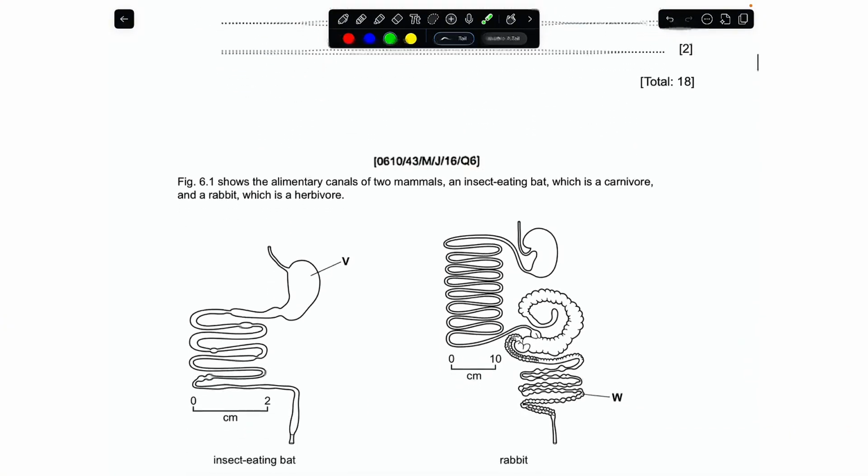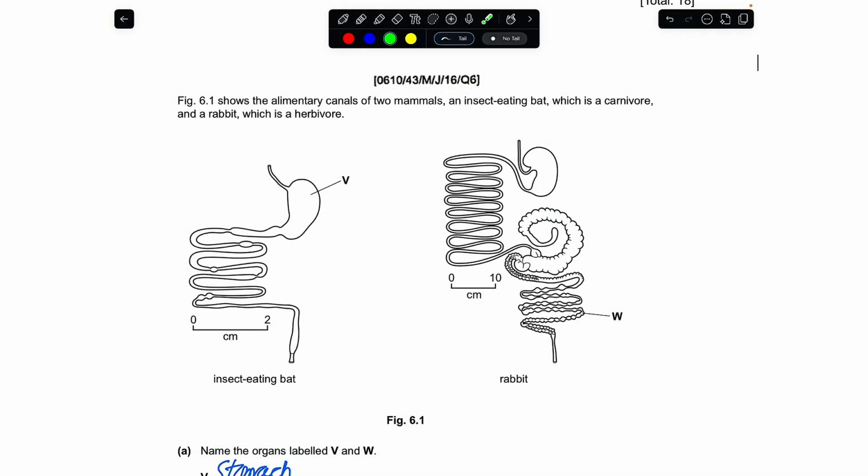Moving onward, here we have another question, and here the examiner would like to assess how good you are at identifying the parts of the alimentary canal. So this appeared in May/June of 2016. The theory variant was 4.3, and this was question number 6 of your exam.